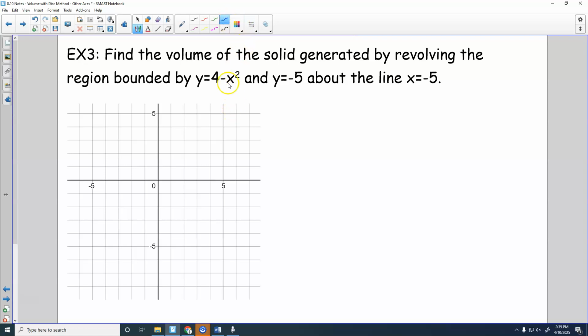So 4 minus x squared is a quadratic that has been moved up 4 and is upside down. So like if you plug in 1, you will get 3. If you plug in 2, you will get 0. If you plug in 3, you will get negative 5. So it will look like this. And then the line y equals negative 5 would be right here.